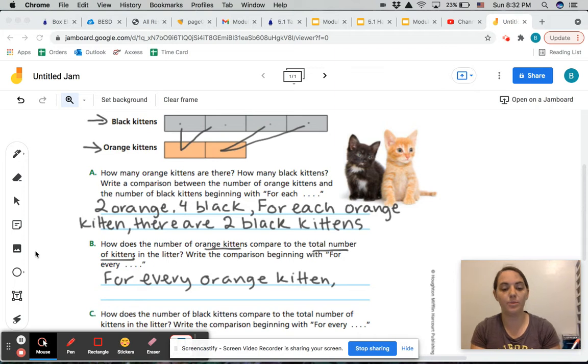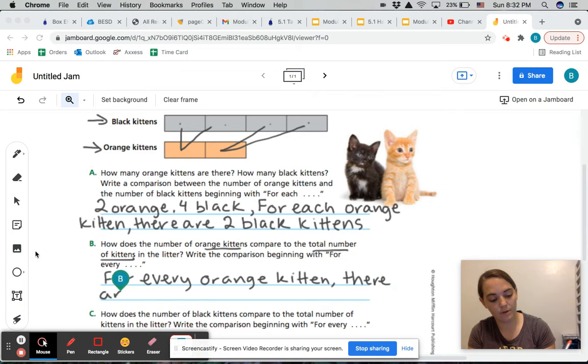And so if we compare every orange kitten, we have 2 orange kittens, so we're going to divide the total by 2. So for every orange kitten, there are 3 kittens. Okay? Because 6 divided by 2 equals 3.